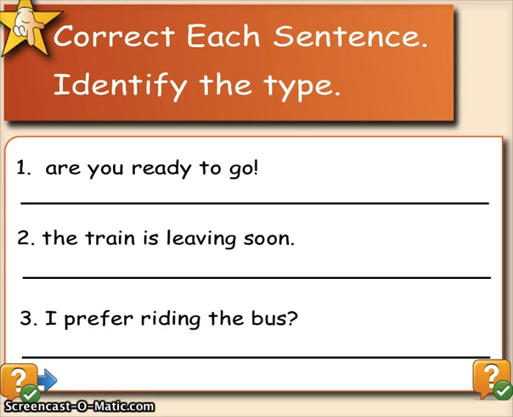Now that we know the 4 types of sentences, declarative, imperative, exclamatory, and interrogative, please take a piece of loose leaf paper and try correcting the errors and identifying what each type of sentence is on your own.